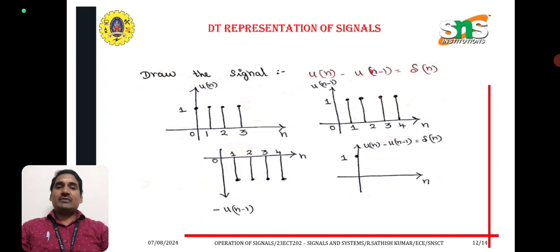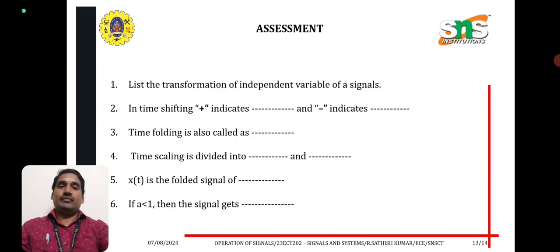u of n minus 1 means it is shifted by 1 unit, therefore from 1 to 4 and so on. Minus u of n minus 1 is the folded signal of u of n minus 1. Finally, u of n minus u of n minus 1 means all the other samples are cancelled, and we get 1 as the amplitude, which is nothing but del of n. Del of n is equal to 1 for n equal to 0.